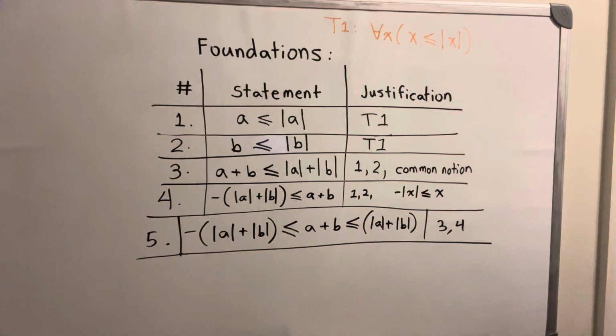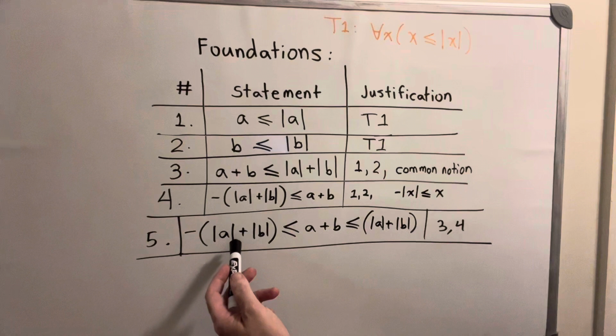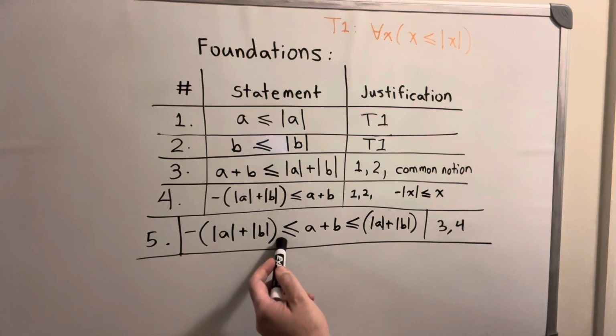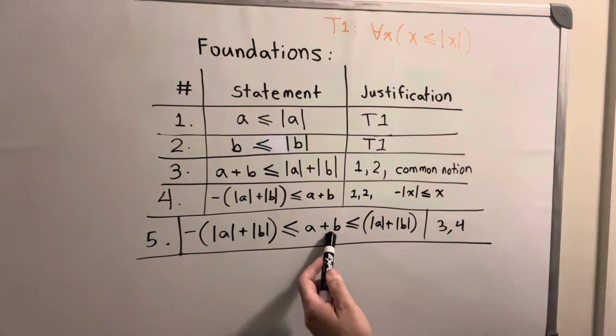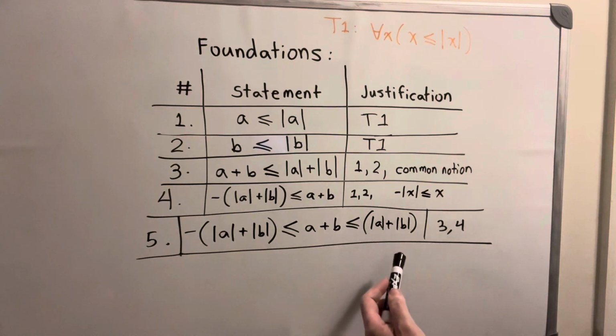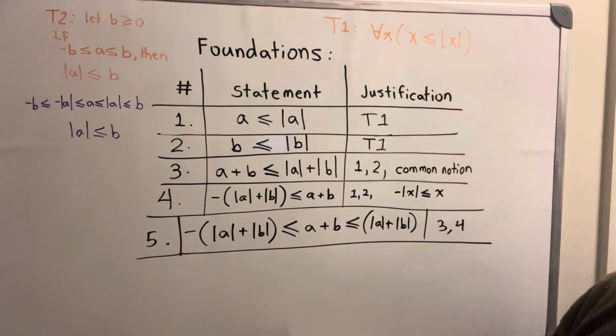If you take steps 3 and 4 together as justification, you can build this statement, which says the negative of the sum of the absolute value of A and the absolute value of B is less than or equal to A plus B, which is less than or equal to the sum of the absolute value of A and the absolute value of B. I should have brought this up earlier as another useful theorem, but I forgot to.